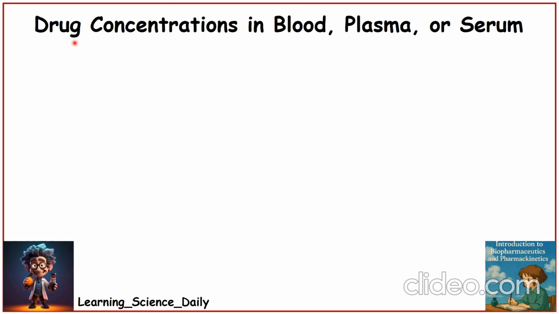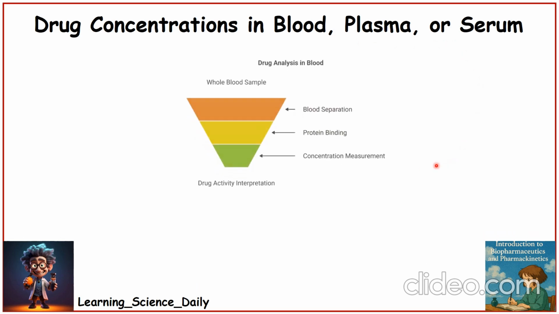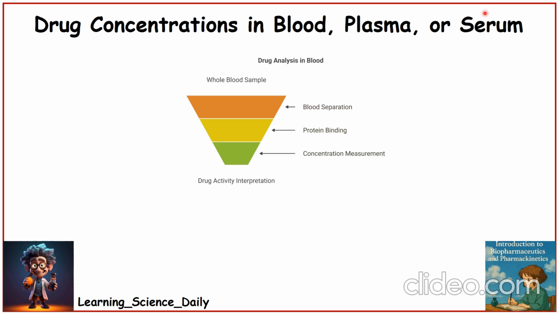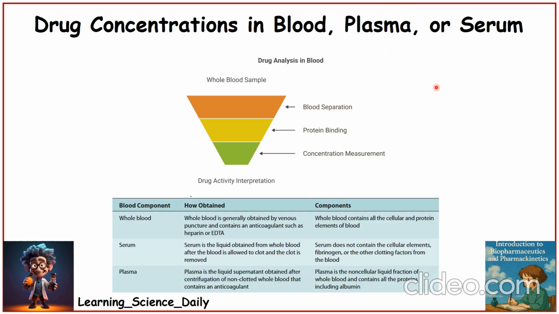When studying how a drug moves through the body, measuring the drug and its metabolites in the blood is one of the most direct ways to understand its behavior. Blood is made up of cells like red and white blood cells and platelets, as well as proteins such as albumin and globulins. To analyze drugs, scientists usually focus on either serum or plasma rather than whole blood. Serum is the clear fluid you get after blood clots, and is spun down in a centrifuge, while plasma is the liquid part of blood obtained by adding an anticoagulant like heparin before spinning it down, so it doesn't clot. Because of this difference, serum and plasma have different protein contents.